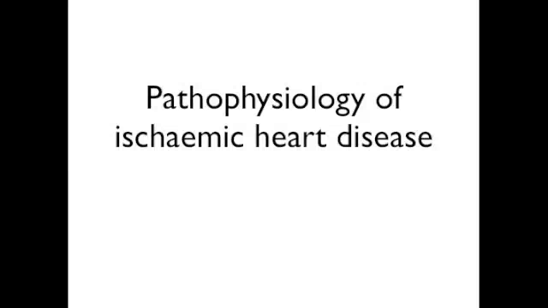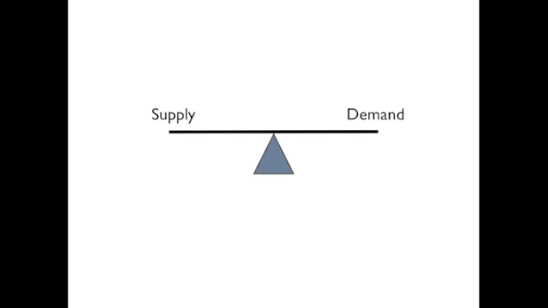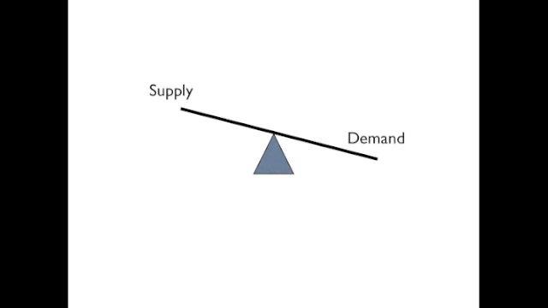This is a short video describing the pathophysiology of ischemic heart disease. The key to understanding the development of ischemia is appreciating that it occurs as a result of a disturbance in the normal balance between the supply and demand of oxygen to the myocardium. When supply of oxygen is reduced, then myocardial hypoxia may ensue, particularly if compounded by situations that increase demand.